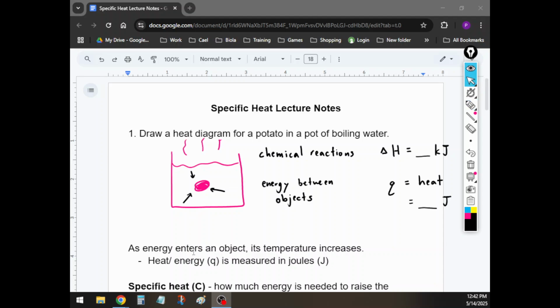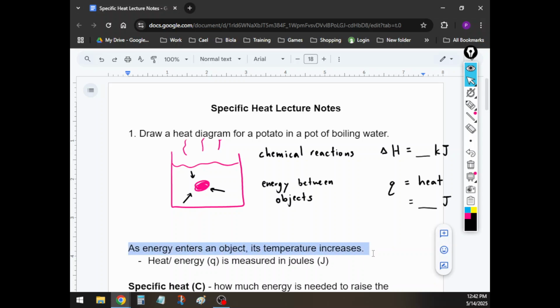All right, so let's talk about the phenomenon behind what we're going to talk about today. You guys don't need to write this down, but we all know that if you put energy into an object, the temperature of that object goes up, right? So when we're talking about our heat diagram, if you put a potato in the boiling water, the potato absorbs energy, and the potato's temperature goes up as well.